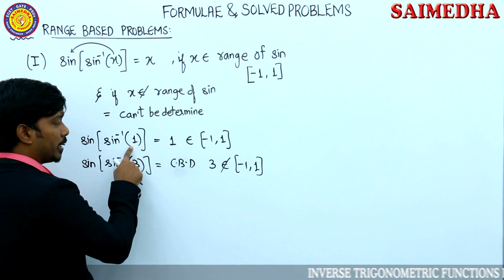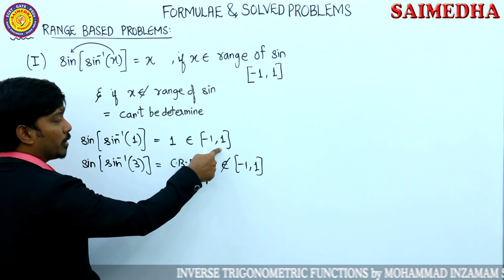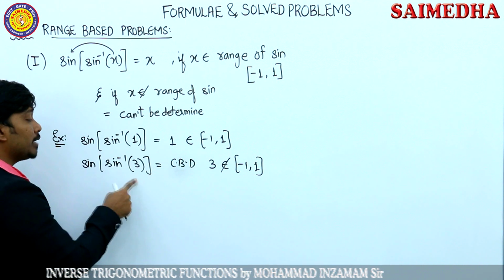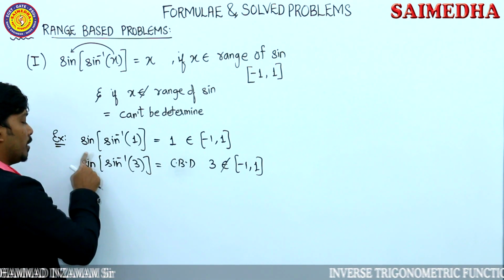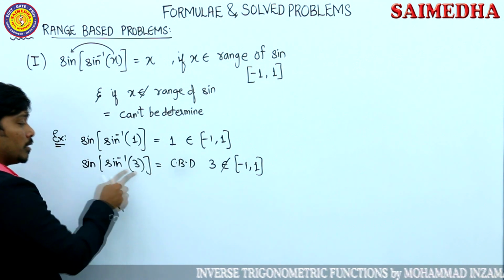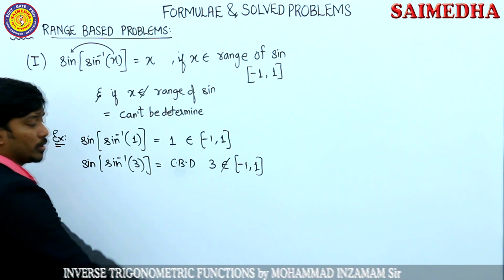If a value is given in the question, you can directly write the same as the answer if it is belonging to the range of what? The first function. Or else, if it is not belonging to the range of the given first function, then the answer is going to become can't be determined.